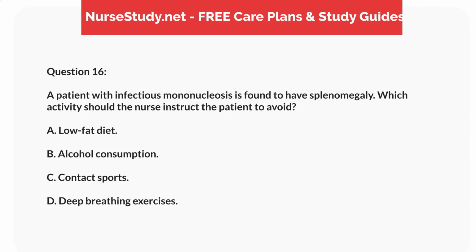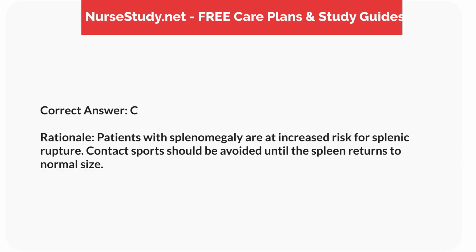A. Low-fat diet. B. Alcohol consumption. C. Contact sports. D. Deep breathing exercises. Correct answer, C. Rationale: Patients with splenomegaly are at increased risk for splenic rupture. Contact sports should be avoided until the spleen returns to normal size.